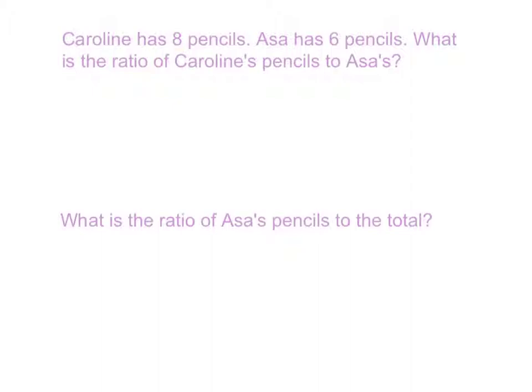So let's start with the first problem here, that we have Caroline has 8 pencils. So I just like to always sort of summarize my information. Caroline has 8 and Asa has 6. And now I ask you for the ratio of Caroline's to Asa's. And remember, order is so important. Whoever's name goes first, that number goes first. It has to match. So I know it's 8 for Caroline, and then a colon for the word to, and then Asa for 6.